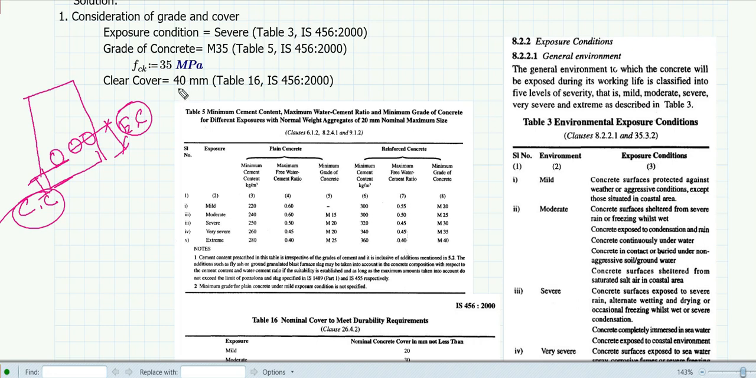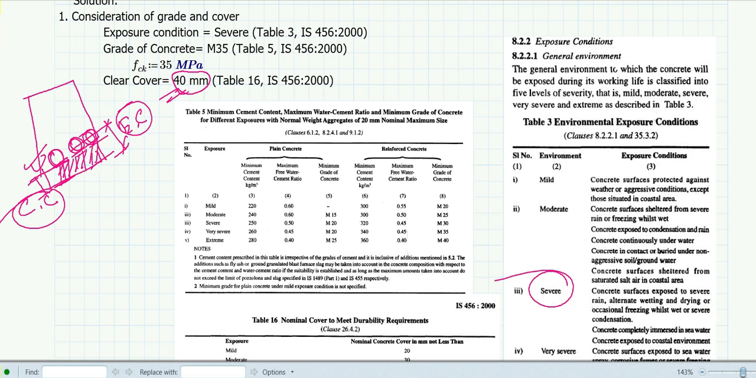So the clear cover we have assumed is 40 mm, but how to choose the clear cover? What is basically the reason behind providing the clear cover? So that the concrete or the reinforcement doesn't get exposed to the environment. That is the condition for providing the cover. As our condition is very severe, if the reinforcement gets exposed, then there is a higher probability of corrosion of reinforcement. So we need to provide a better clear cover for this kind of concrete.